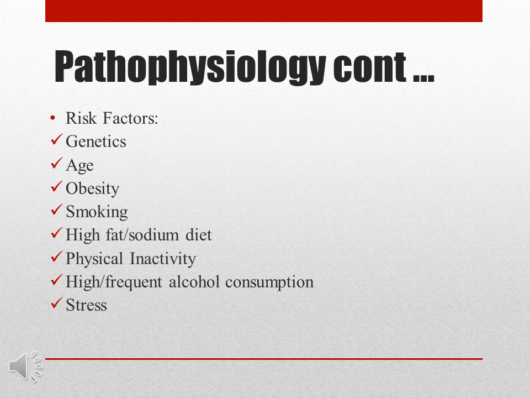In all of your patients, you want to make sure you educate them on the risk factors of hypertension. The risk factors for hypertension include genetics. Typically, if they have a family history of hypertension, they are very likely to also have a diagnosis of hypertension. Age. The older you are, the more likely you are to have hypertension. Obesity. Smoking. High fat and high sodium diets. Physical inactivity. High or frequent alcohol consumption, and stress.